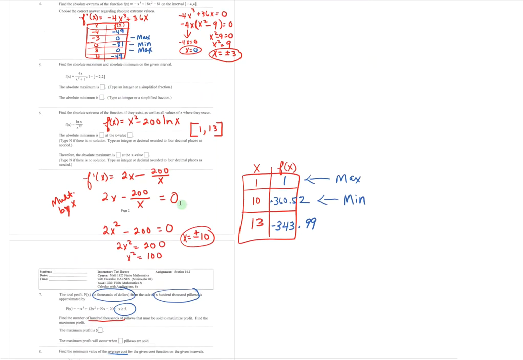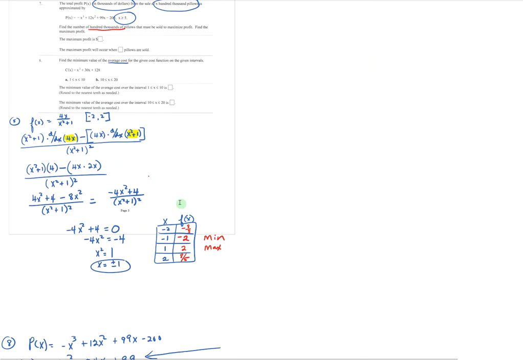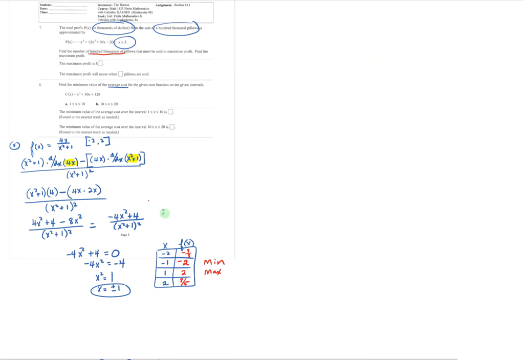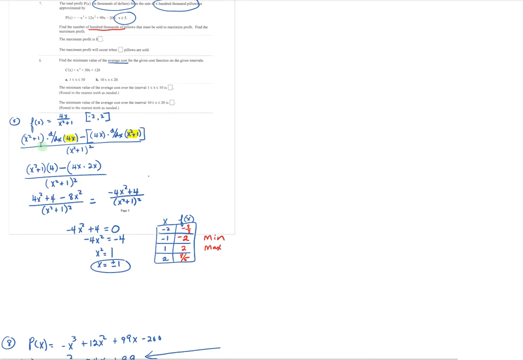Number 5. And number 5, I did the work down here. I didn't have room. So number 5, here's our function. It is a quotient, and the interval is -2, 2. So if we go down here, we have our roadmap, the bottom times derivative of the top minus top times derivative of the bottom over the bottom squared.